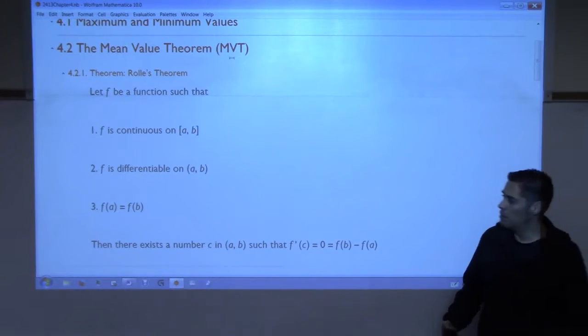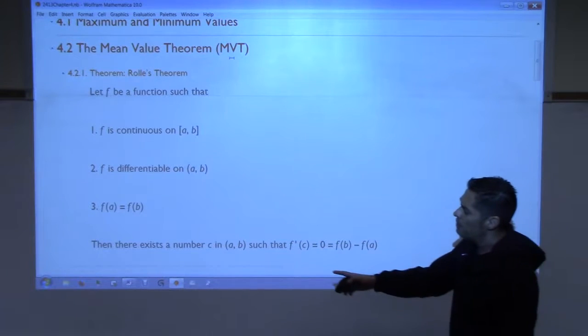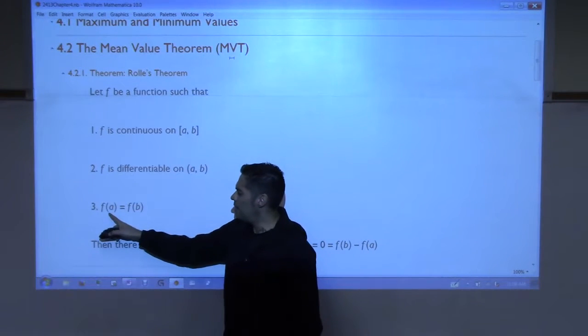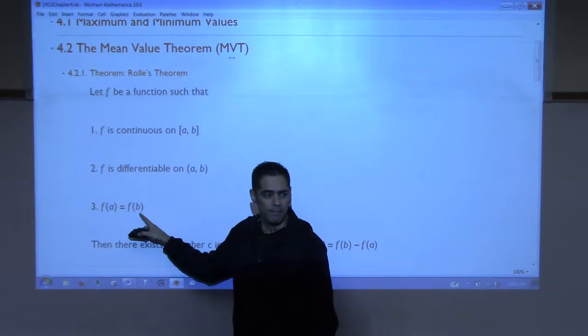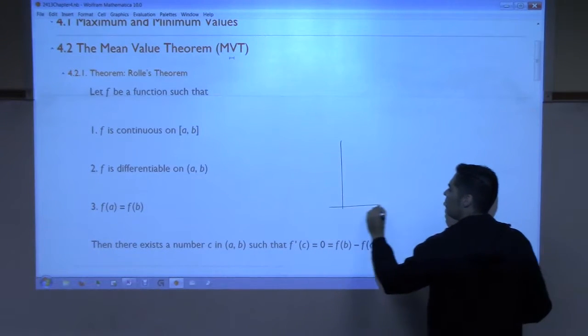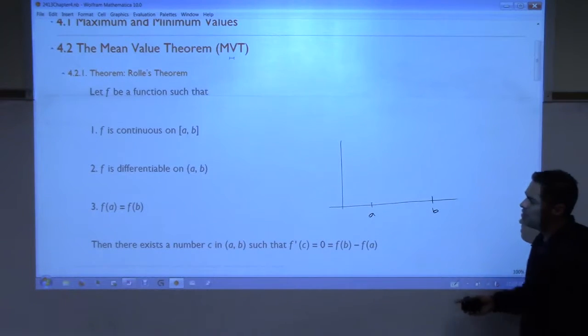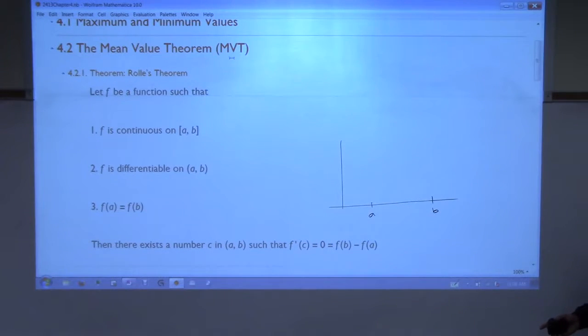Understand? All right? And then I want you to imagine that this function, the value at a is equal to the value at b. So let's take a look. I'm going to draw it. Let's say we have a, we have b. What is that last condition, f of a equals f of b? What does that mean?